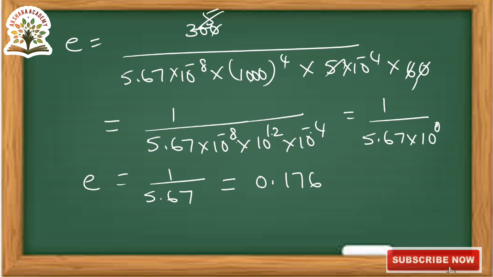That is equal to 0.176. So therefore emissivity is approximately equal to 0.18. This is the final answer. E is equal to 0.176, or approximately equal to 0.18.